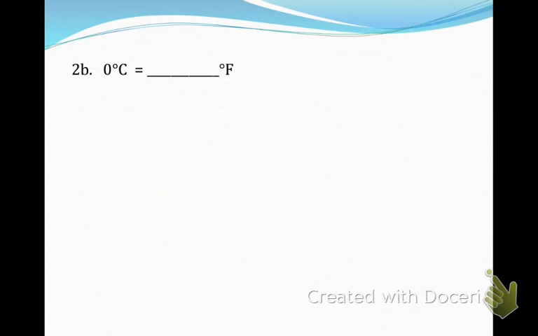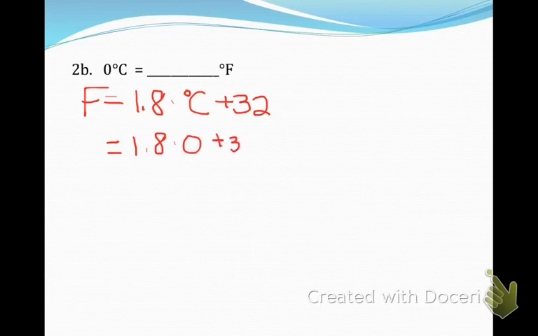Here, 0 degrees Celsius is equal to some amount of Fahrenheit. Living in the North Country, again, we know that 0 degrees Celsius is 32 degrees Fahrenheit, but let's just prove it. We have F is equal to 1.8 times degrees Celsius plus 32. So I can do 1.8 times 0 plus 32. Get rid of that. F is equal to 32. Yep, we know that. Good.